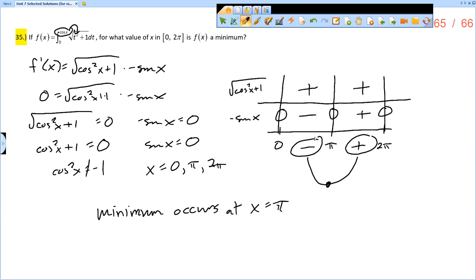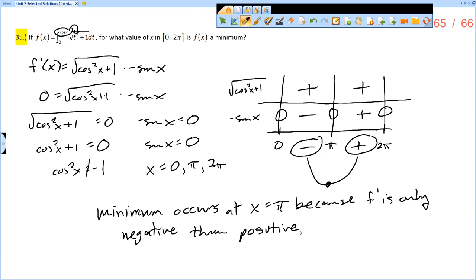And how would you say that? Well, because f prime is only negative, then positive. And so that's it.